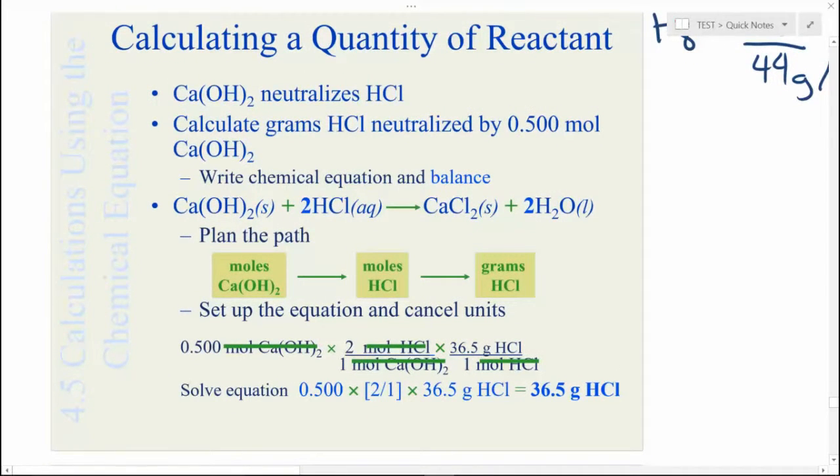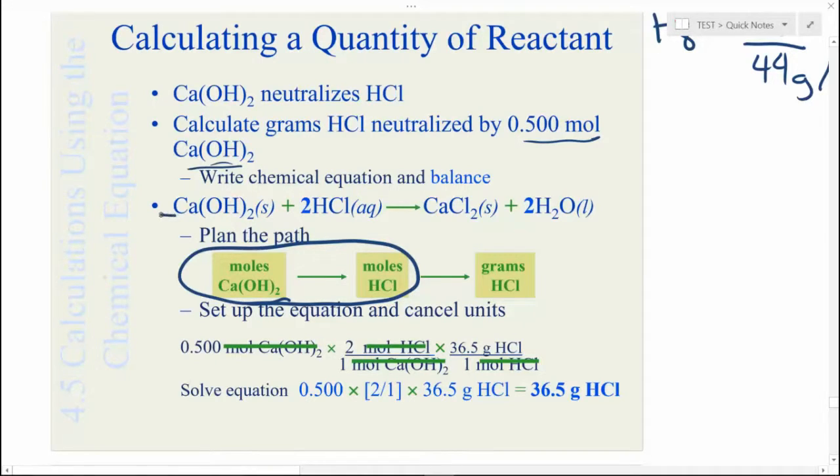So here we want to calculate a quantity of a reactant. Okay. So calcium hydroxide neutralizes HCl. Calculate grams of HCl neutralized by 0.5 moles of calcium hydroxide. So we're starting with the moles of calcium hydroxide, which means that we can easily do the stoichiometry step without having to convert to moles first because it's already in moles. So we can take that 0.5 moles of calcium hydroxide and we can convert it to the moles of HCl.